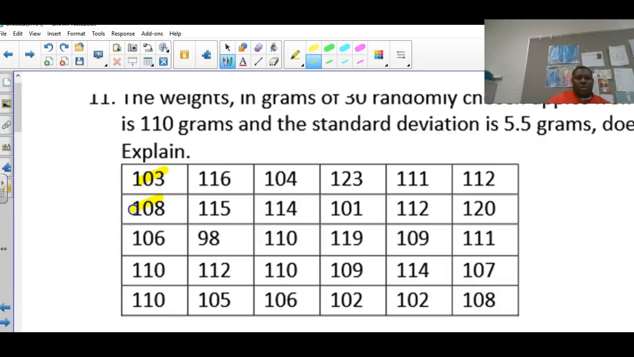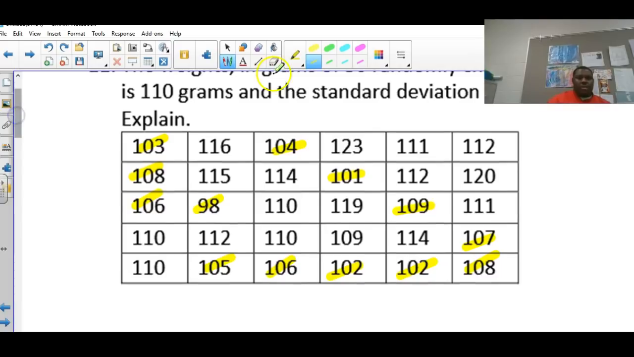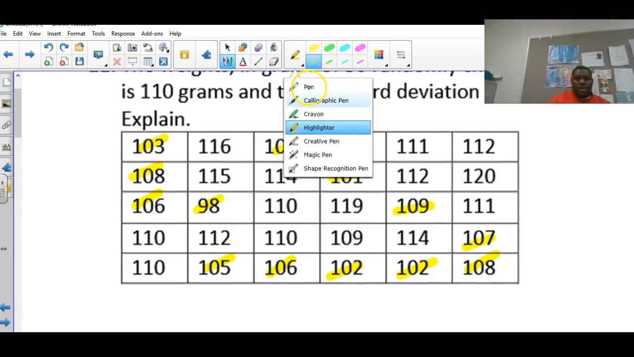So below: 3, 4, 5, 6, 7, 8, 9, 10, 11, 12, 13. So 13 or below, right? Yes, 13 or below. But anyway, we're looking at above and below.